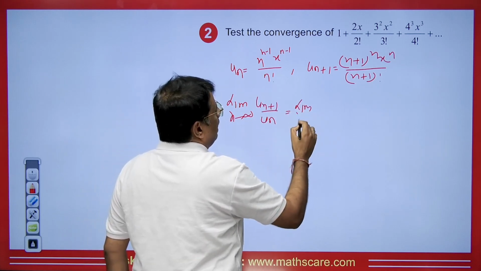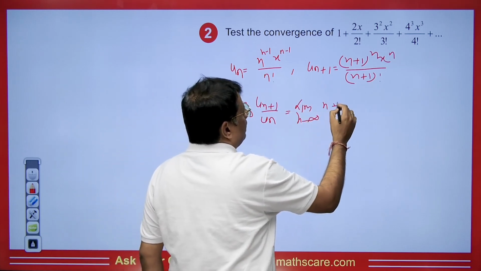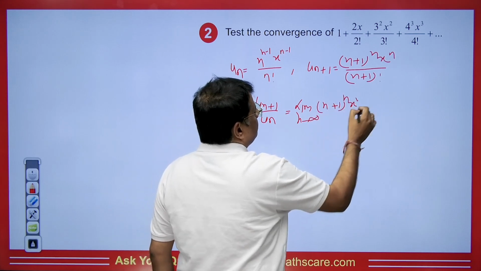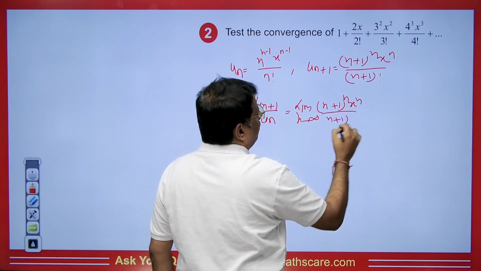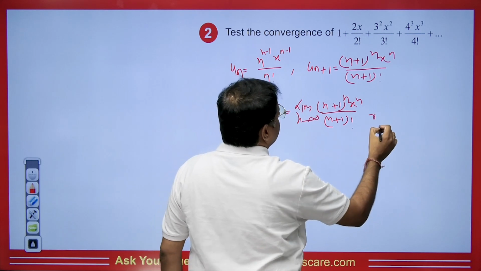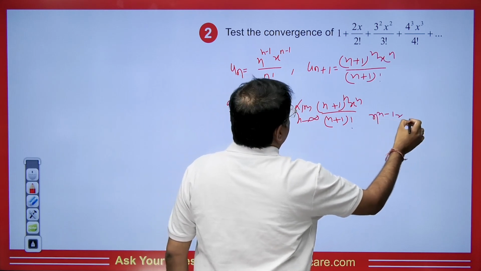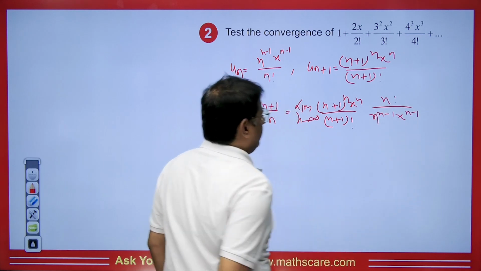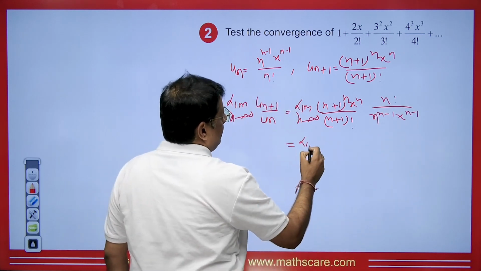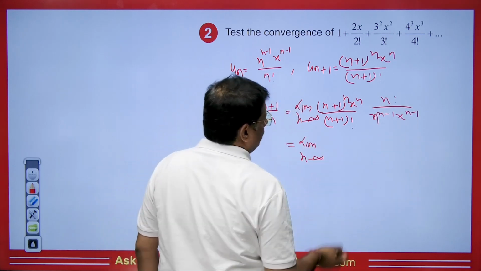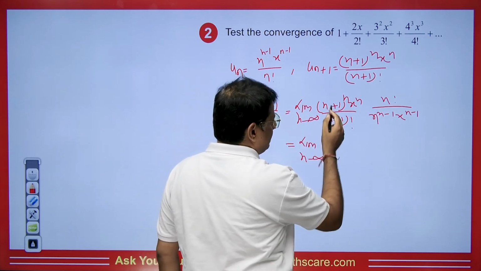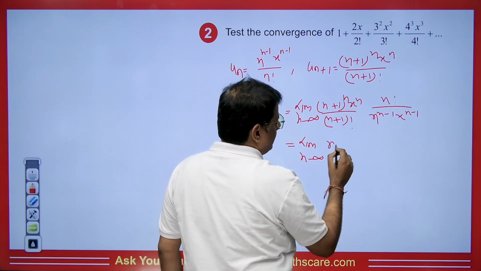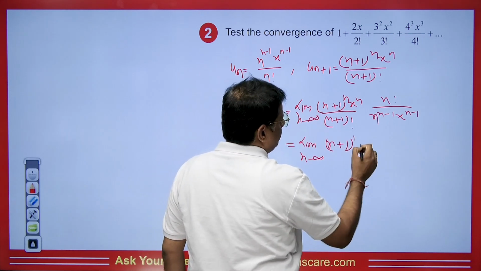It will come as limit n tends to infinity. So, we will get n plus 1 to the power n into x to the power n upon n plus 1 factorial. Put this term in the denominator. We will get n power n minus 1, x power n minus 1, and this n factorial, which was the denominator, will become the numerator. Let's simplify this. Then we will get limit n tends to infinity. We can see that we have this n plus 1 given here, so let's leave it as n plus 1 raised to the power of n only.